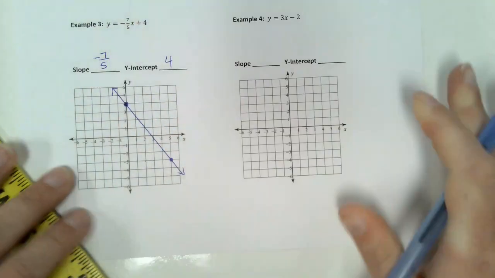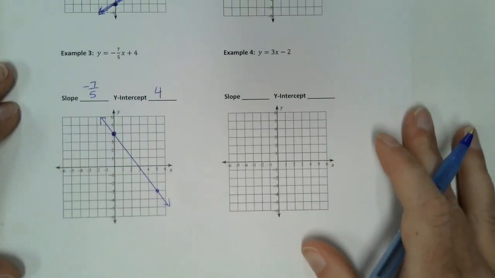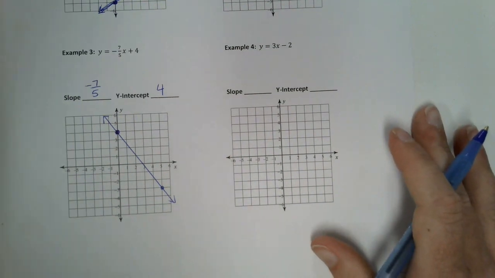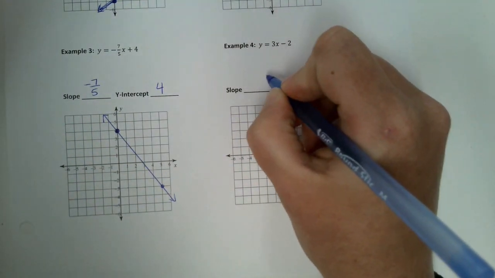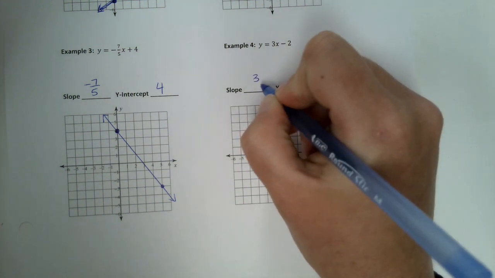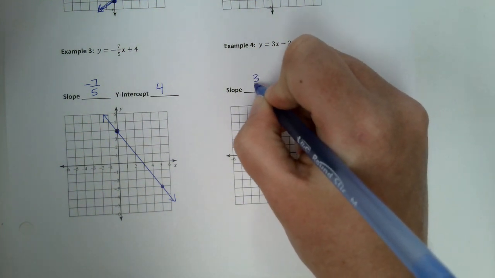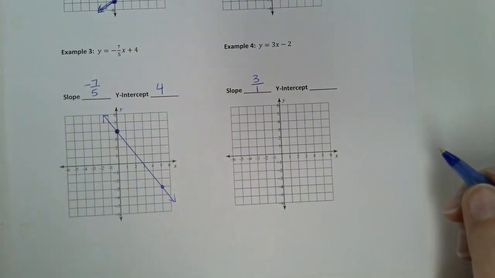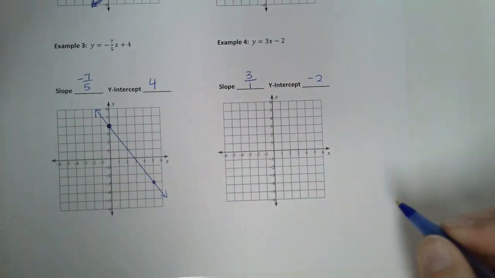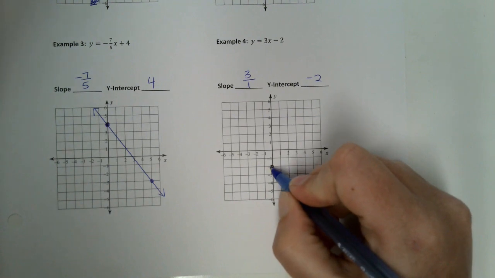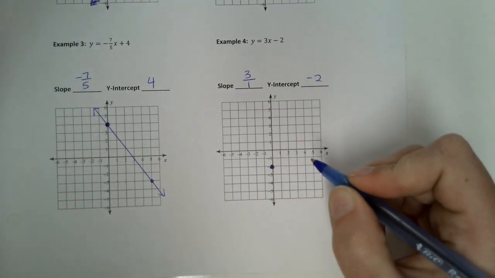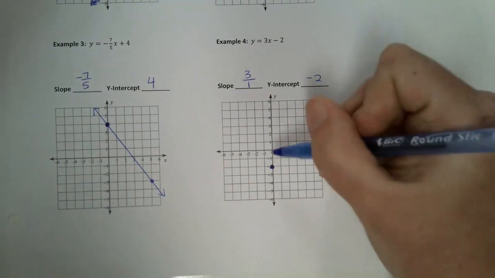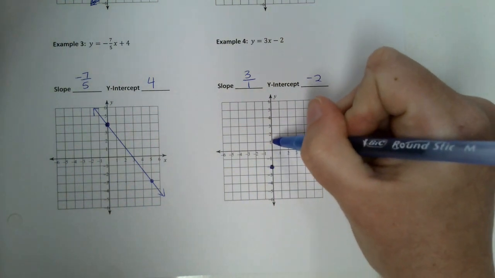Everybody good? Okay. For example 4, in the back, what's my slope? The slope is 3, and we're going to turn it into a fraction, so put a 1 underneath it. Very good. What's my y-intercept? -2. Okay, so we start at -2 on the y-axis. Make sure you're on the y-axis. And then how much am I rising? 1, 2, 3. And then how much am I running?